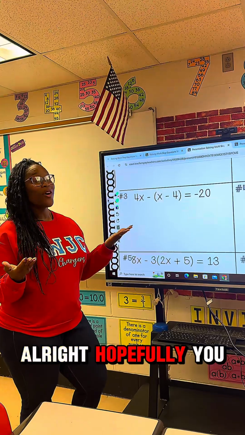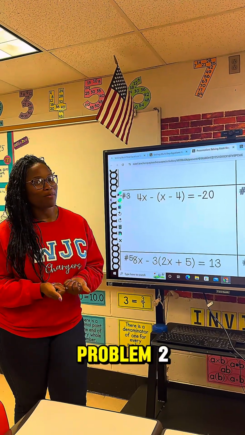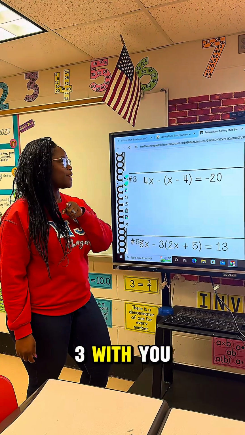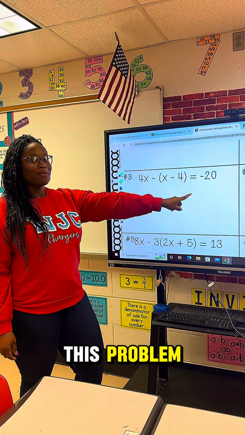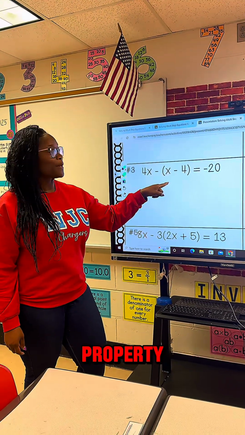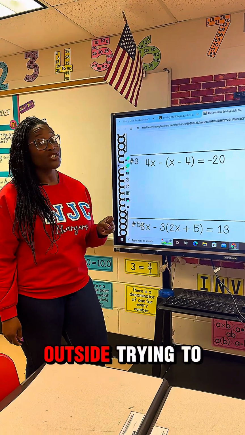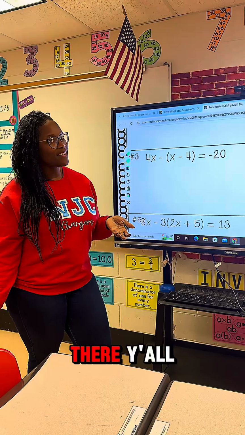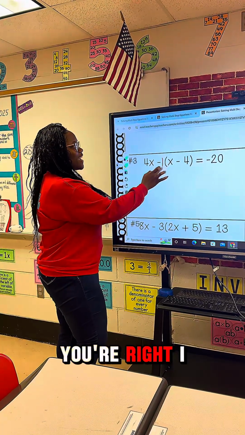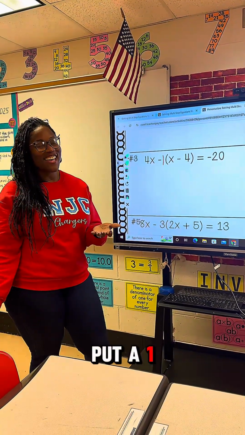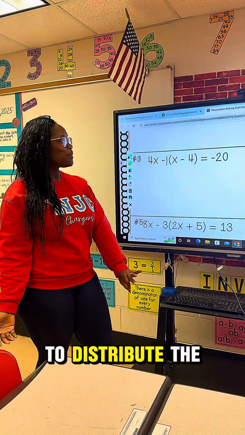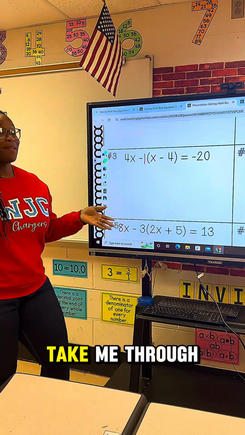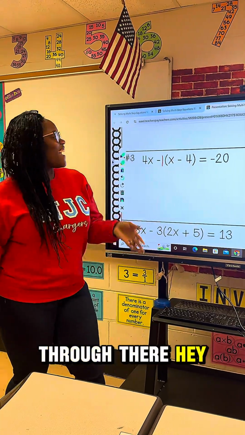All right, hopefully you did wonderful on problem 2. This is problem 3. I wanted to do problem 3 with you. Let's look at this problem. Here's the distributive property. There's a negative outside trying to get in, but there's no number. What number do I put there, y'all? You're right, I put a 1. So we have to distribute the -1. -1 say, take me through there, take me through there, hey, hey.